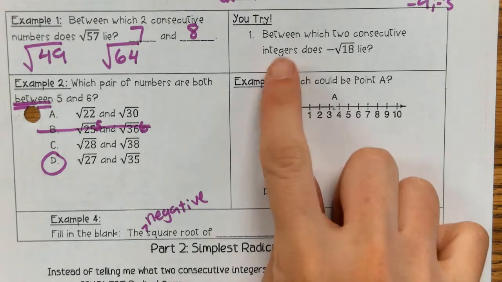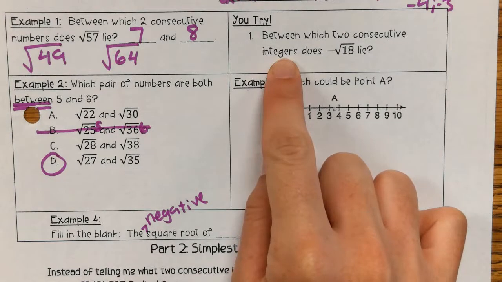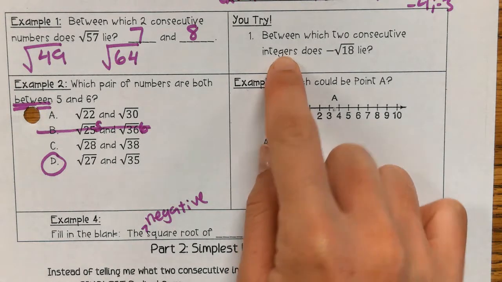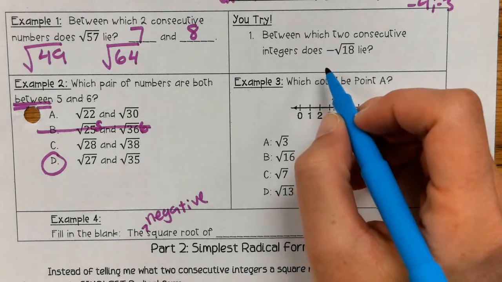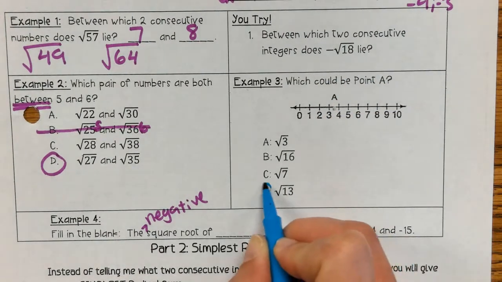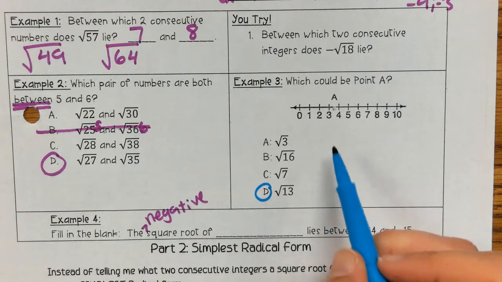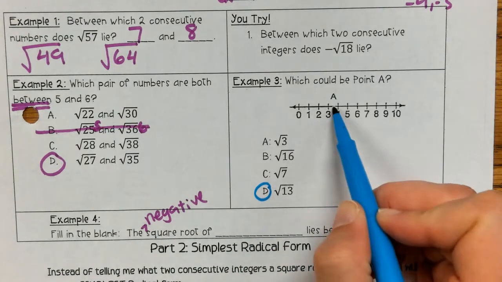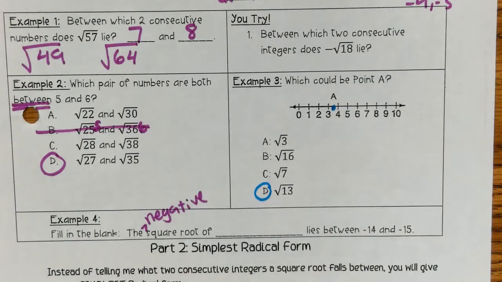Alright, volunteer for this first one. Abdullah? What'd you say? D. Oh, okay, D's fine. D is the square root of 13. The square root of 13 is 3 point something, which is between 3 and 4.